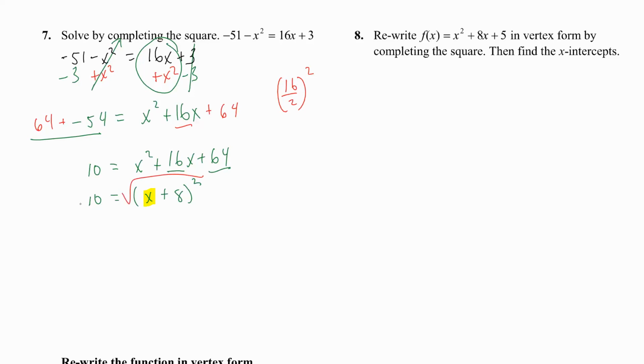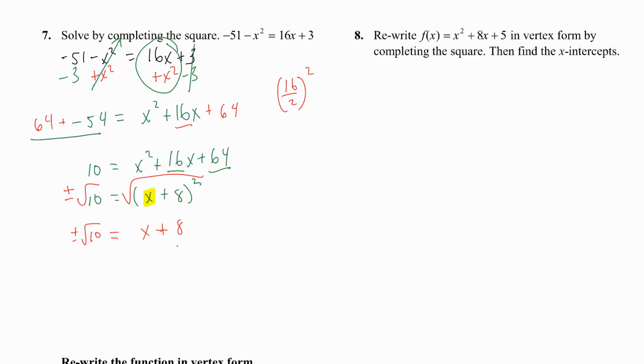Okay, take the square root of both sides, and we need plus or minus. Now, since we cannot take the square root of 10 evenly, it's not an integer answer, so we're just going to leave it as the square root of 10 and leave it as an exact answer. Okay, now on this one, there's a couple ways of expressing our answer.